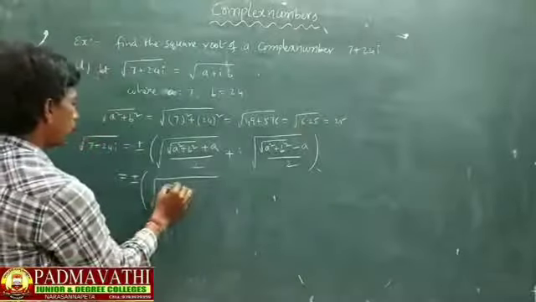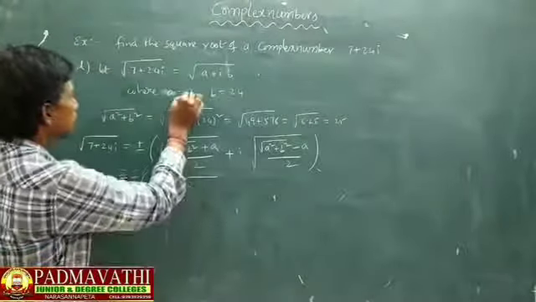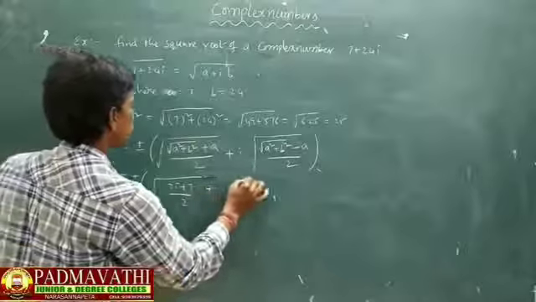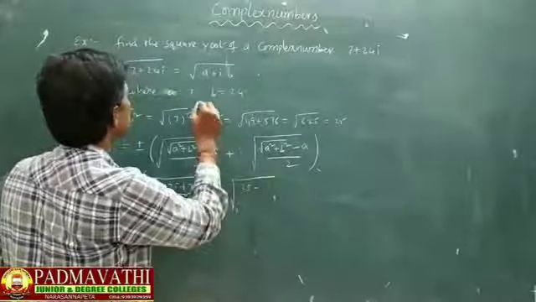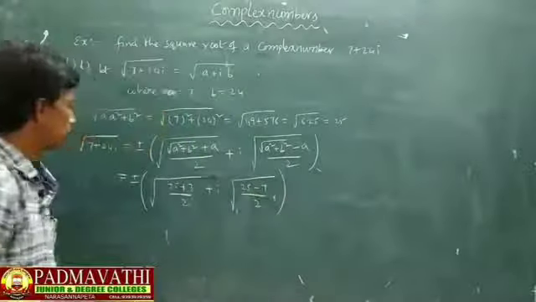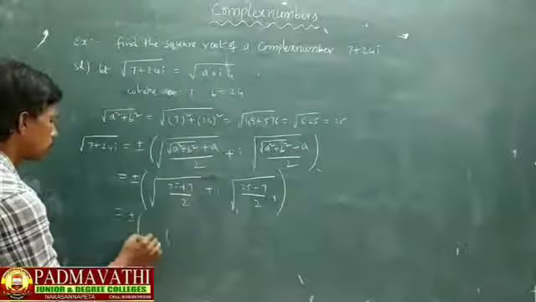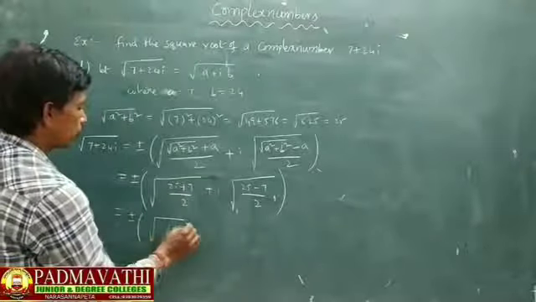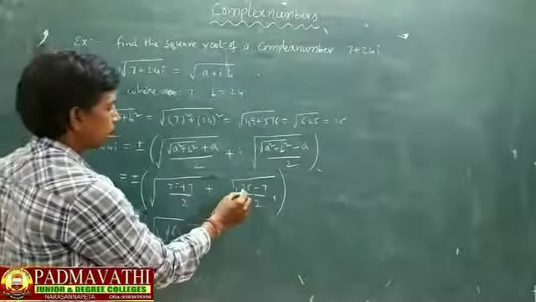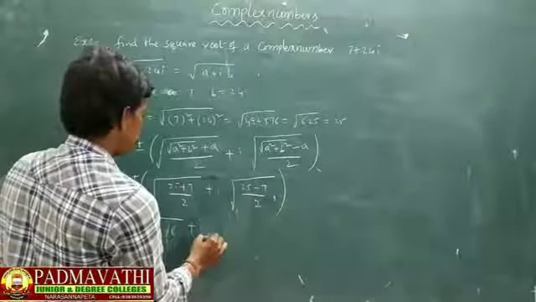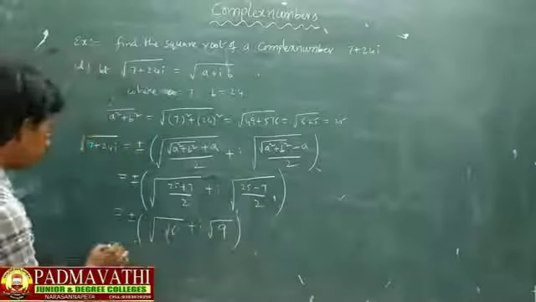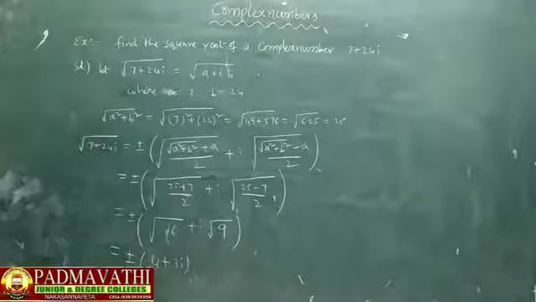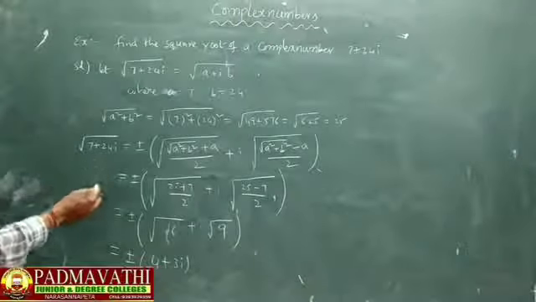25. 25 plus 7 whole by 2, plus i into square root 25 minus 7 by 2, that equal to plus or minus root 32 by 2, 16, root 16, plus i, 18 by 2, root 9, that equal to plus or minus 4 plus 3i, that is the square root of 7 plus 24i.